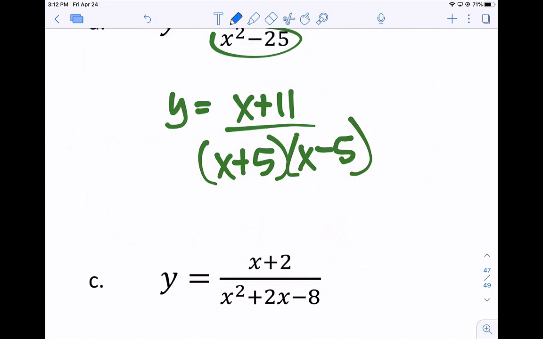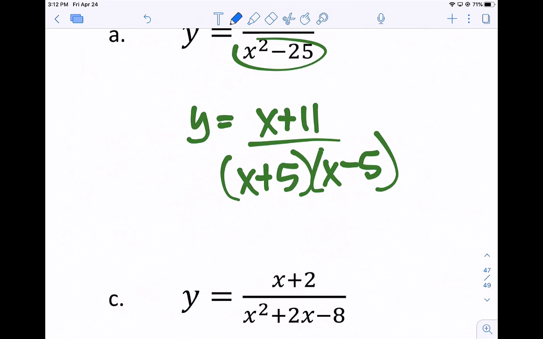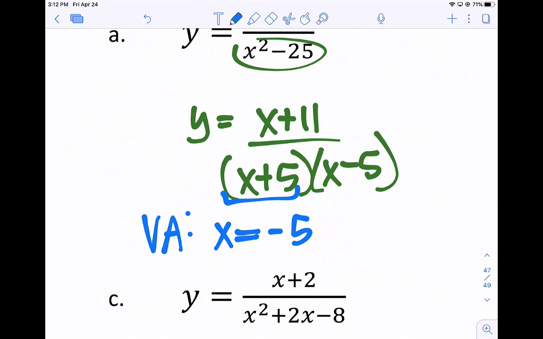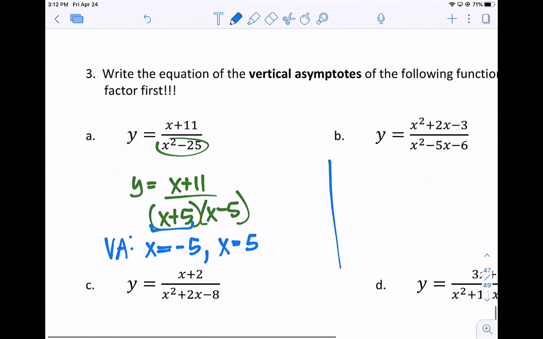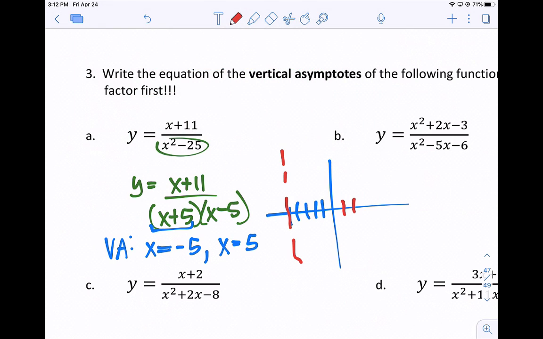And there are two vertical asymptotes, VAs. The first one is x is at negative 5. There's your vertical asymptote. And x is also at 5. So if we were to draw this graph, at negative 5 there would be an asymptote. And at positive 5, 1, 2, 3, there would be an asymptote, and your graph might look something like this.